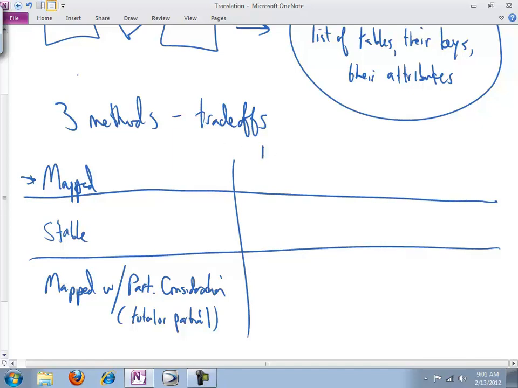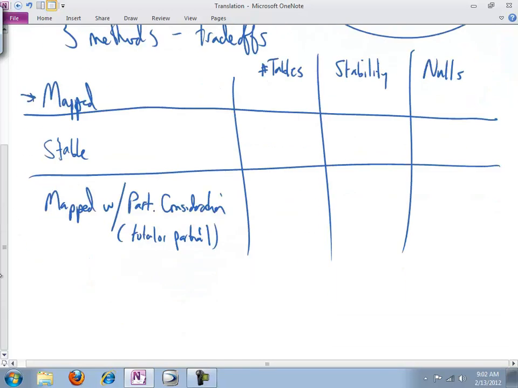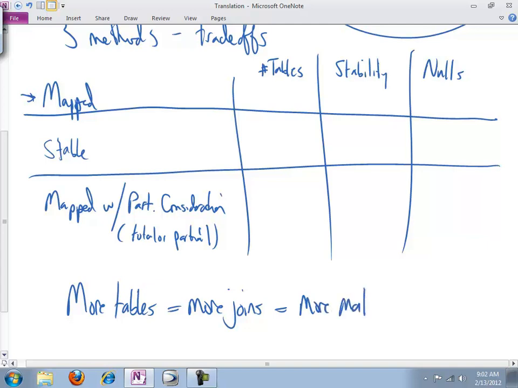So we got some issues: number of tables, stability, and nulls. Okay. So these are our issues. Let's talk about the number of tables. More tables equals more joins. We haven't talked much about joins yet, but we will in a bit. Equals more math on the computer's part. And even though math obviously is something that computers can do very incredibly rapidly, more tables equals more joins equals more math equals worse performance.